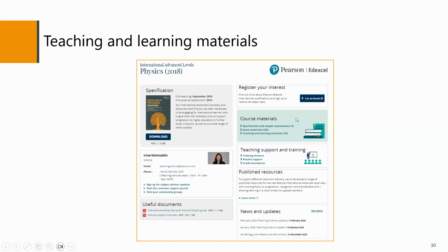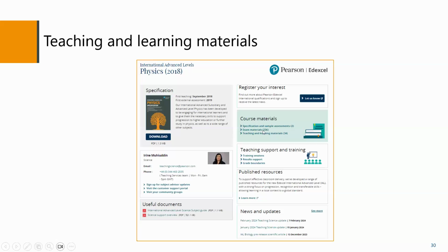So if I draw your attention to the blue panel halfway down the right-hand side where it says course materials, each of those lines underneath there in blue is itself a hyperlink to its own set of pages. Specification and sample assessments are those two documents on that page.